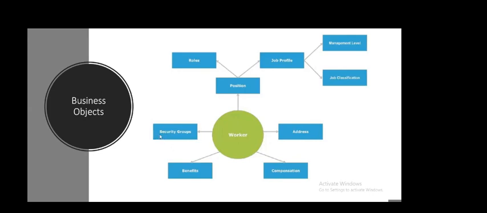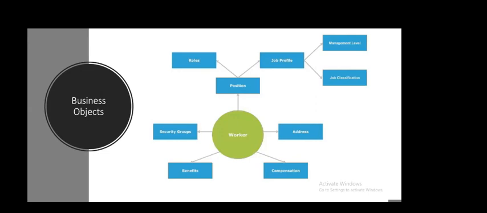So what is a security group? Maybe I might be an admin, or I might be a general employee of an organization. That's also a security group. Then comes position. Maybe I am occupying a position in the organization. And then if you can see, position also proliferates into roles and job profile. Job profile means by the virtue of my position in an organization, what are my roles? What is my job profile?